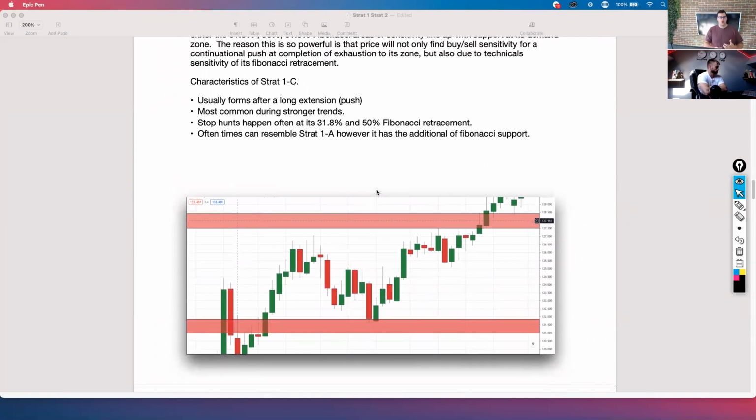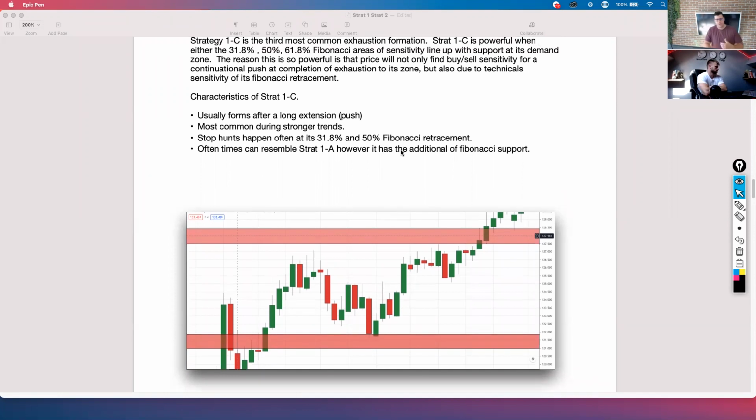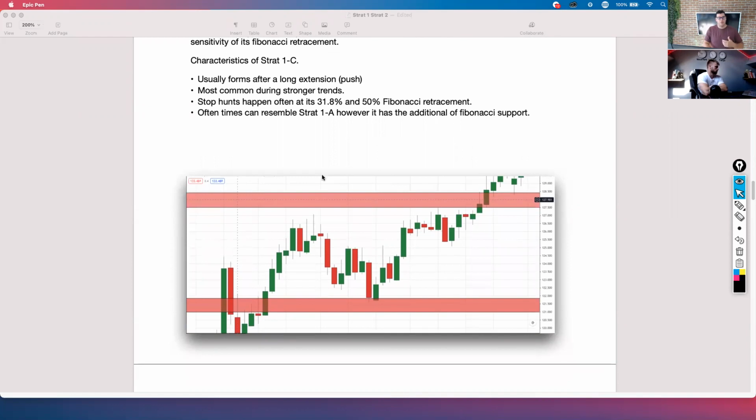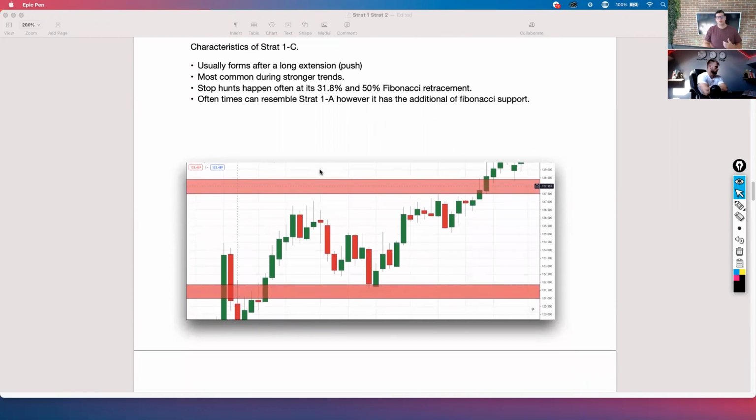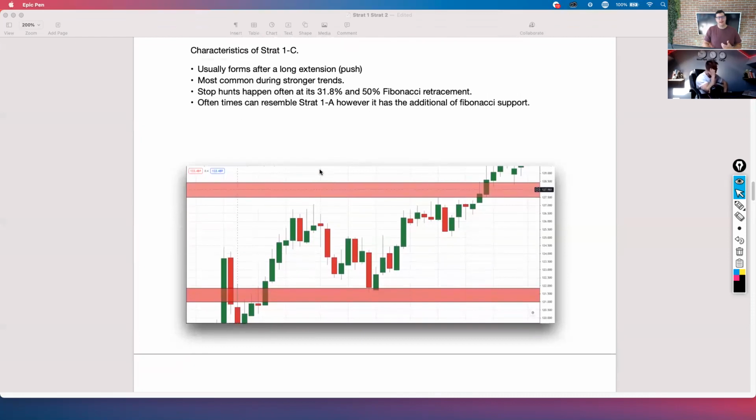Usually forms after a long extension or push, and this is true for all our systems. One of the things that you will notice is that we get into trouble. The most trouble we got into with CAD-yen is when we don't actually stay patient and wait for the push exhaustion. We're playing in between the zones, just trying to get in because we're expecting a move to the upside, which did happen, but we have to wait and be a little bit more patient, and that's one of the things that we're doing. So usually forms after a long extension or a push, which is true for all of them. Most common during stronger trends.